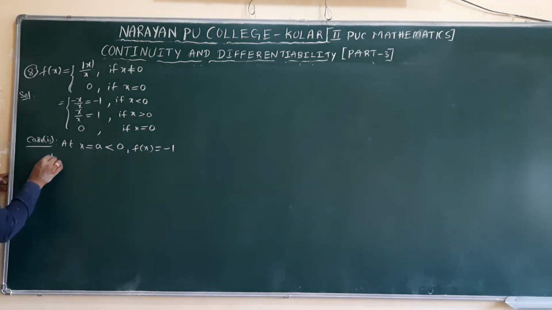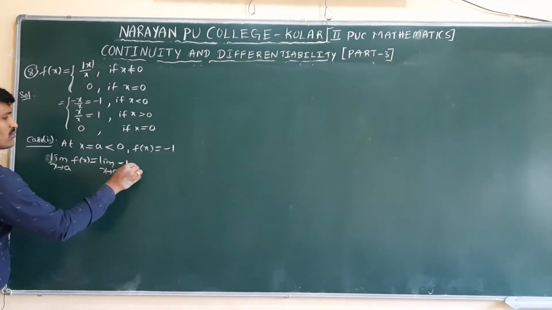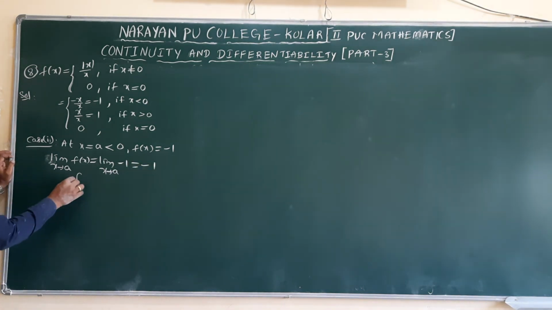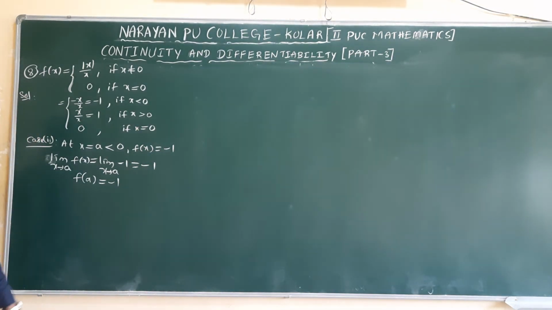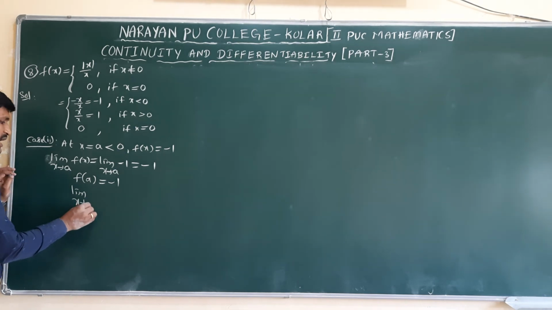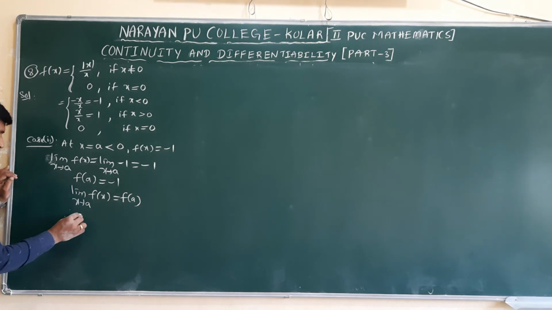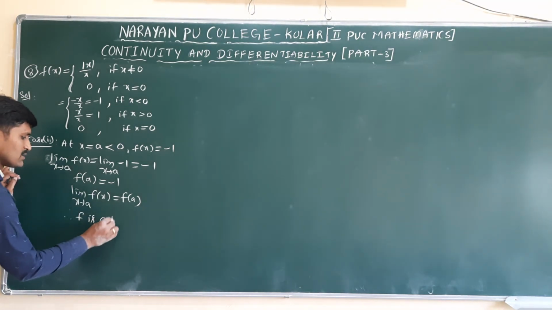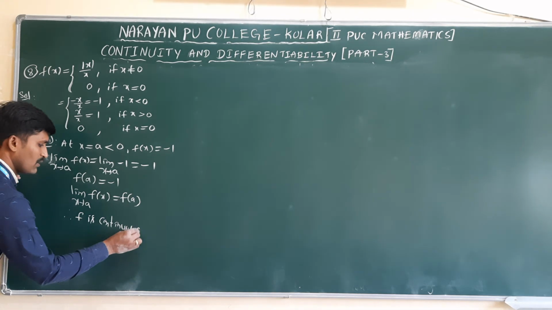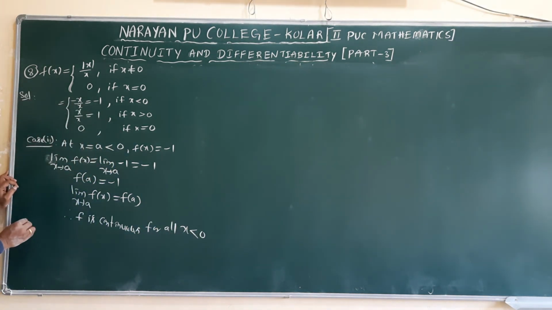First, limit value and function value. Limit as x tends to a of f of x is equal to limit as x tends to a of f of x, what? Minus 1. That is equal to minus 1. f of a also what? Minus 1, because there is no x symbol in this, it will vanish completely, only a constant. So limit as x tends to a of f of x is equal to f of a. From this what we can conclude? f is continuous for all x less than 0.